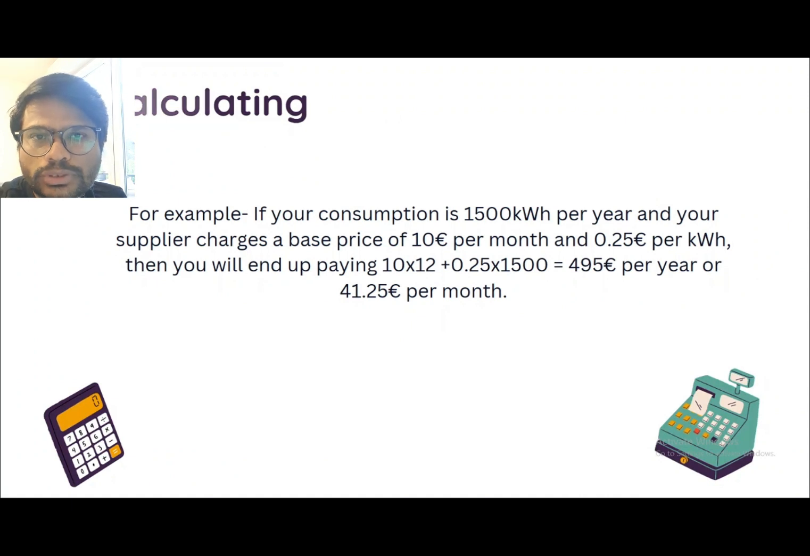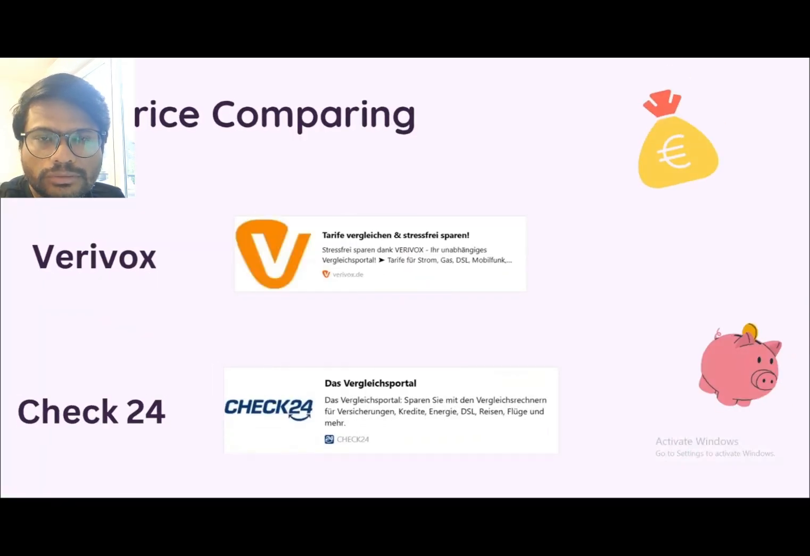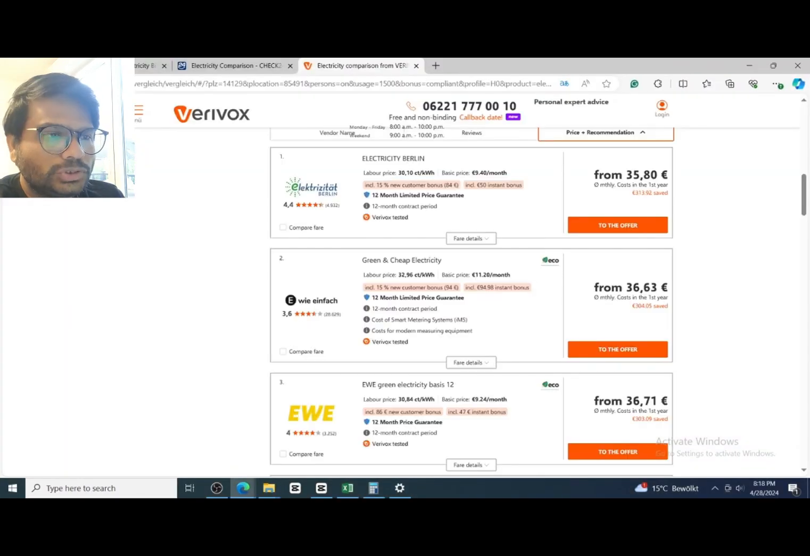Now let's look into how to compare your electricity contracts. Let's say you want to take a new contract. There is a possibility of comparing the cost or the features from different vendors in your city. I recommend two websites. There are multiple, but these are the two which are really useful and which I use: Verifox and Check24. Let's get into the website and see the key points you have to consider.